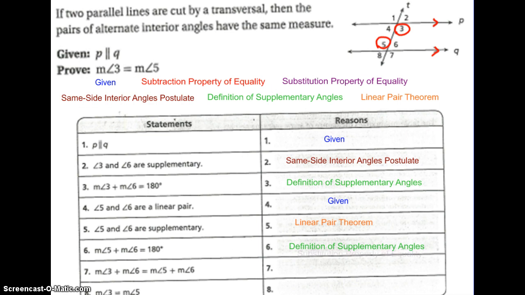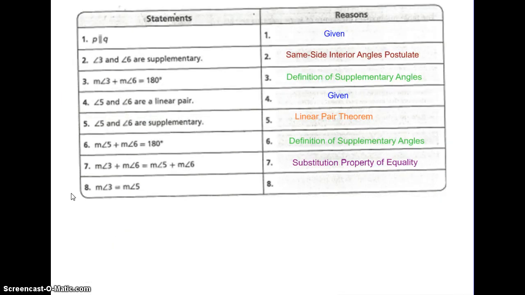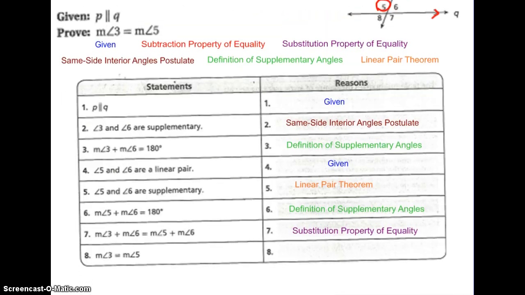By the substitution property, I can say that both angle 3 plus angle 6 and angle 5 plus angle 6 are equal to each other because they both equal 180. Okay, so I'm going to scroll down a little bit. The measure of angle 3 equals the measure of angle 5. All I had to do was subtract the measure of angle 6 from both sides. So that would be the subtraction property of equality.